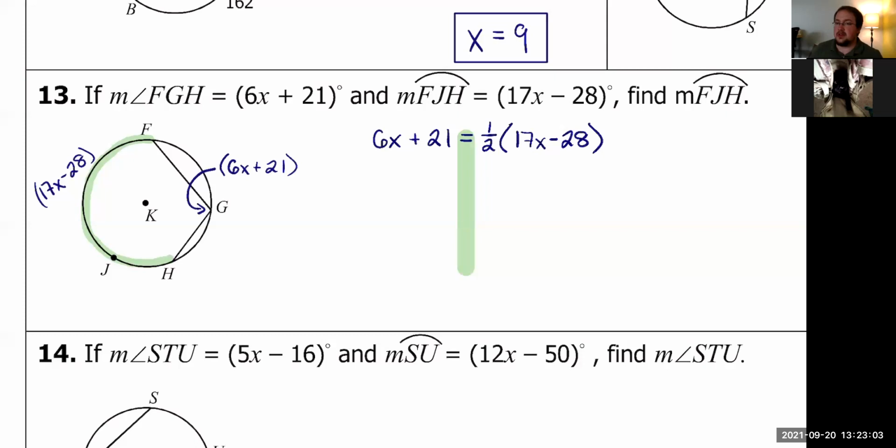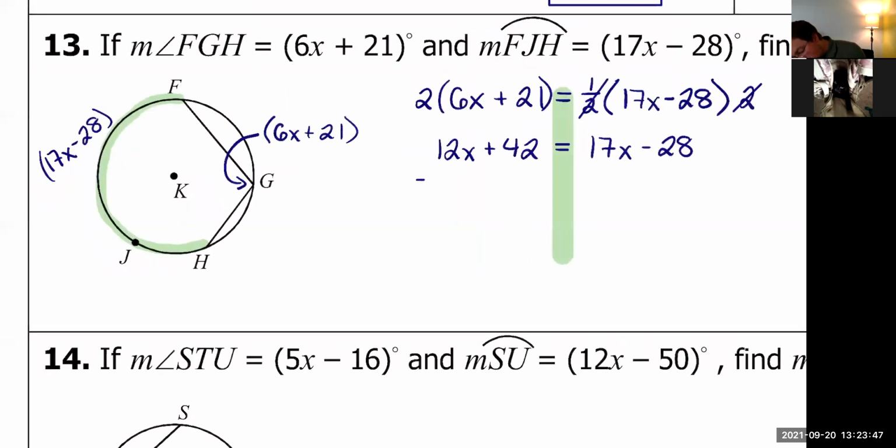Well, this is one of those ones where I would probably multiply both sides by 2 again, because distributing a half will give me decimals. So I'm going to multiply both sides by 2. Now make sure you wrap your 6x plus 21 in parentheses, because you're multiplying that whole thing by 2. On the right-hand side, the 2 and the 1/2 are gone. On the left, if I distribute that 2, I'm going to get 12x plus 42. Now on the right, all we have left is 17x minus 28.